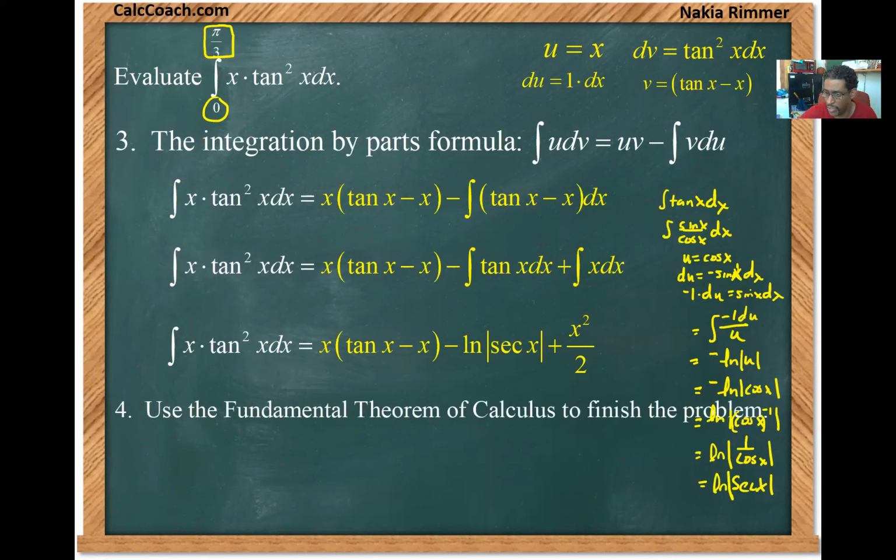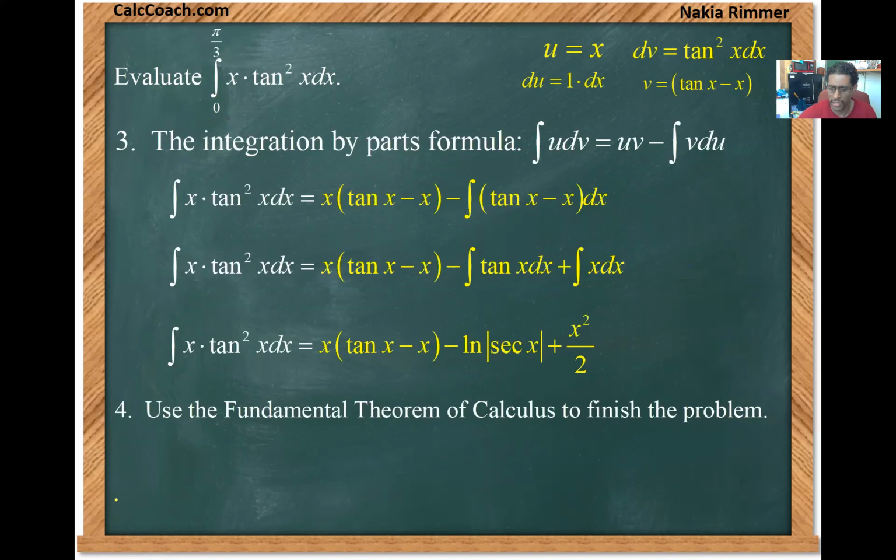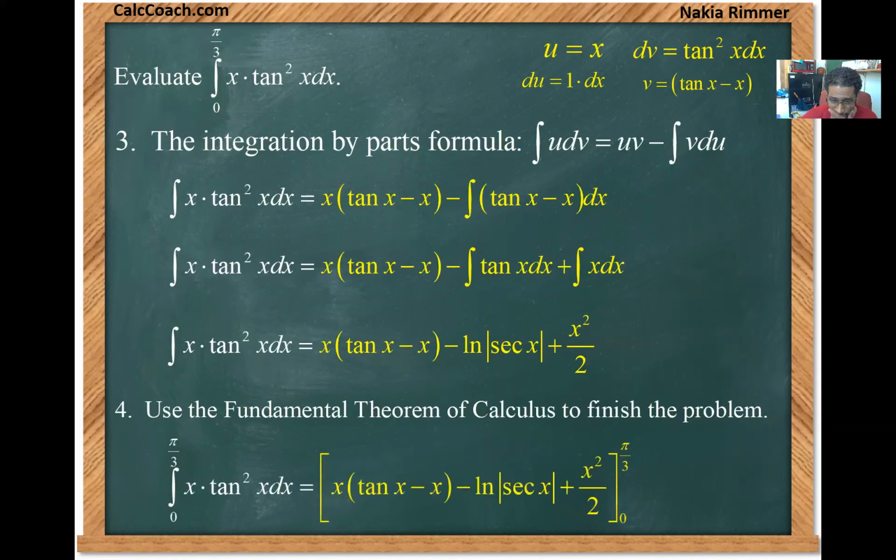Using the fundamental theorem of calculus here, we're going to go back and consider the bounds. So we want to then plug a pi over 3 in and plug a 0 in. Every place we see an x, we'll put a pi over 3. Every place we see an x, we'll put a 0. Let's do that on the next slide.